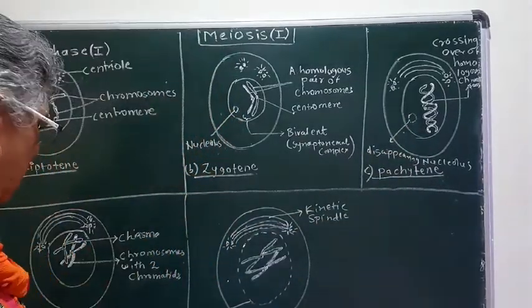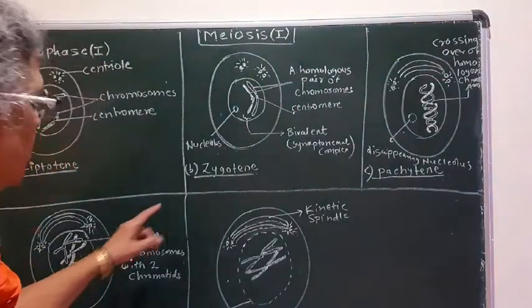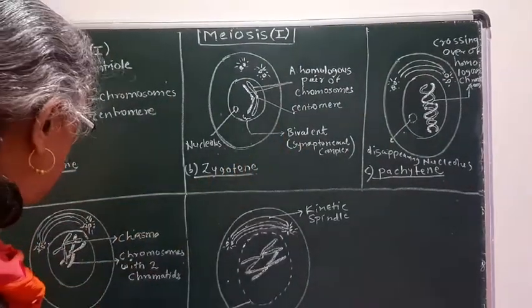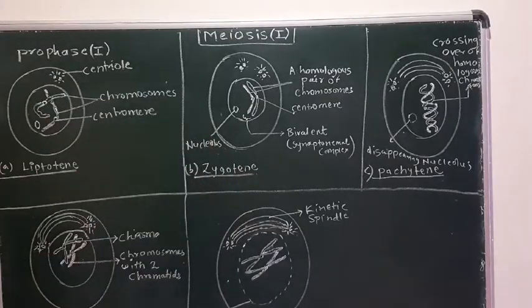Then in diplotene, the synaptonemal complex dissolves totally, and the homologous chromosomes of the bivalent get separated from each other. The chromatids of the homologous chromosomes get separated except at the point known as chiasmata. This is the point where they look like an X figure. So this is one arm, this is one arm. This is known as chiasmata or chiasma. Followed?